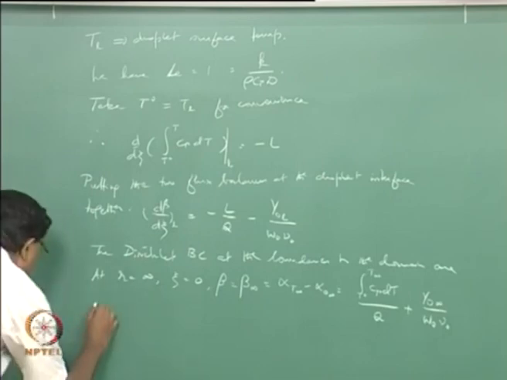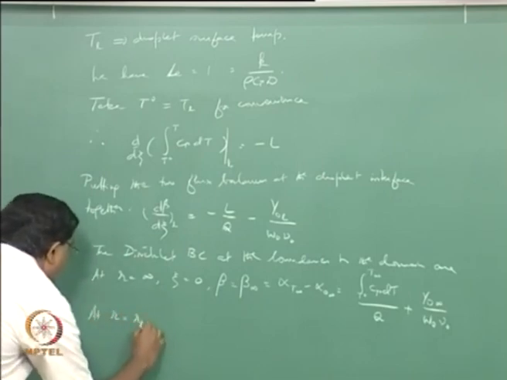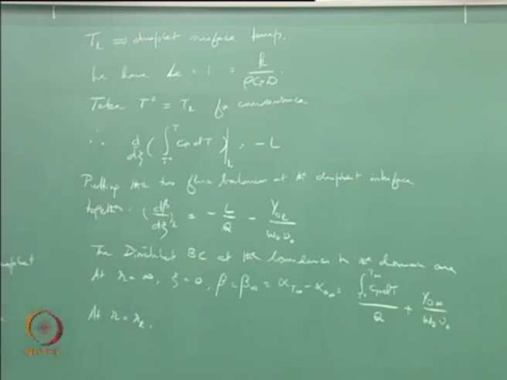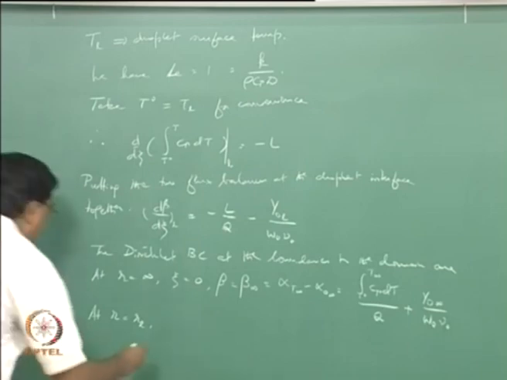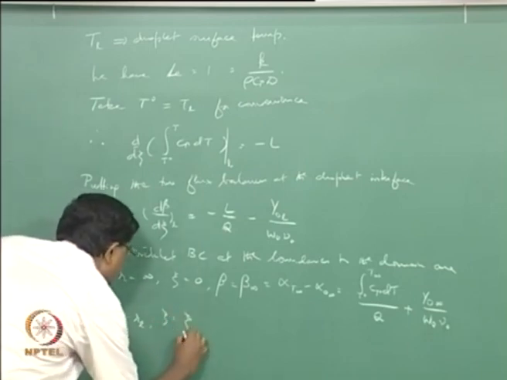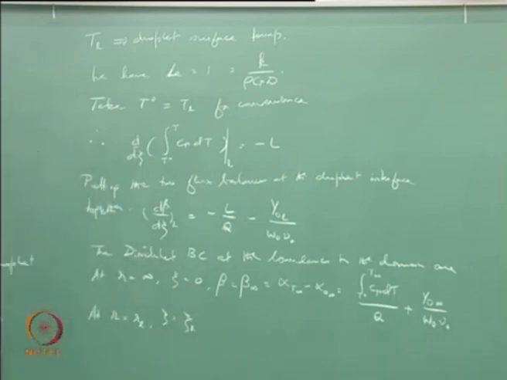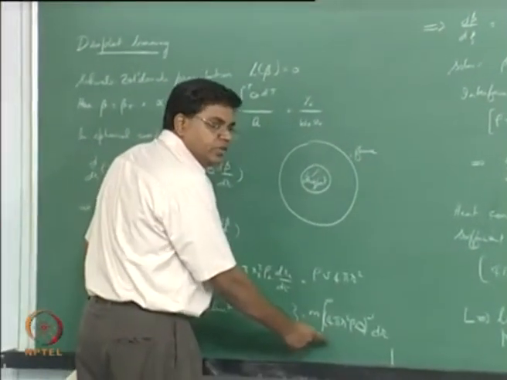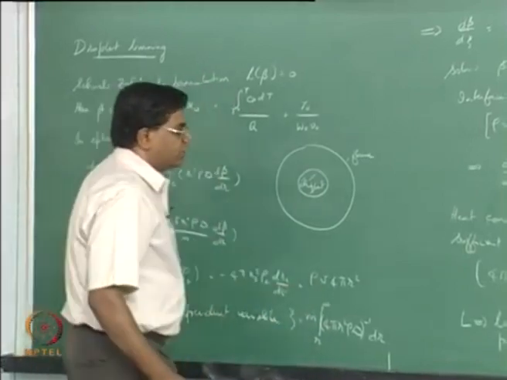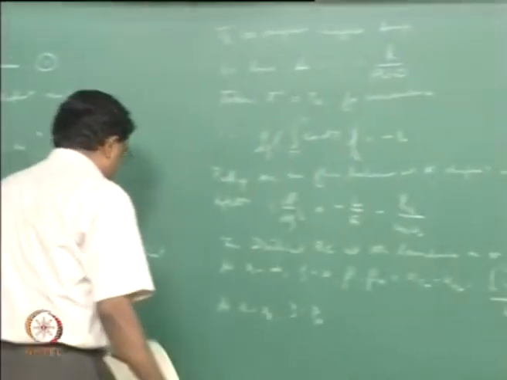At R equals RL, we're kind of coming inwards because that's how psi increases from 0. So psi is now going to be equal to some psi L, which is saying psi L is equal to the integral from RL to infinity, right. And so psi L.